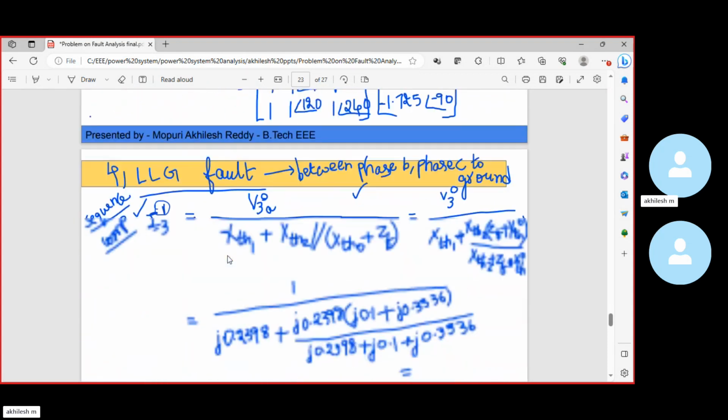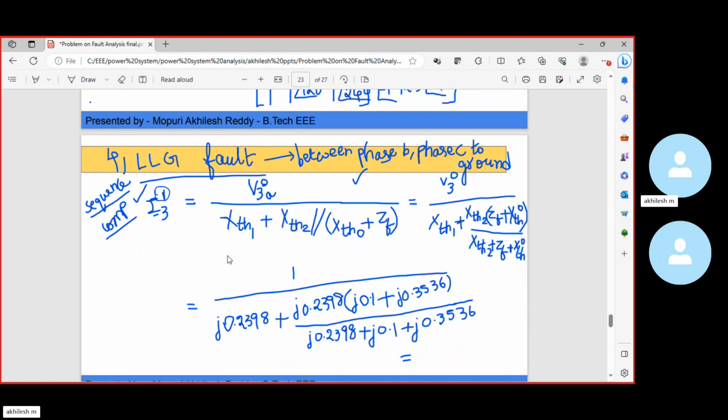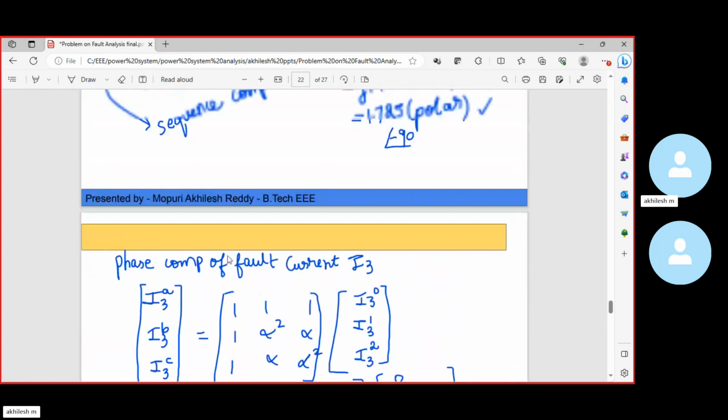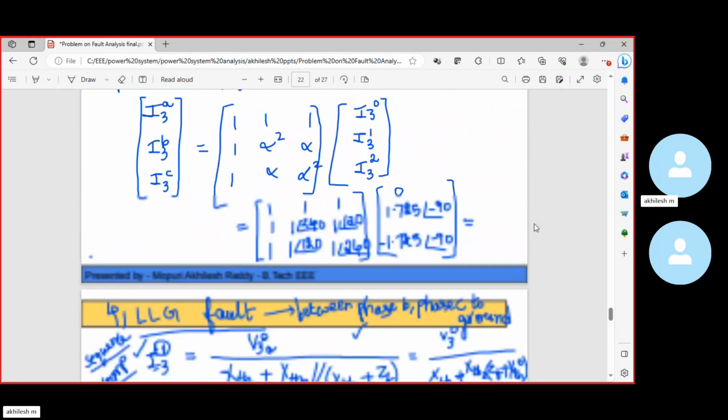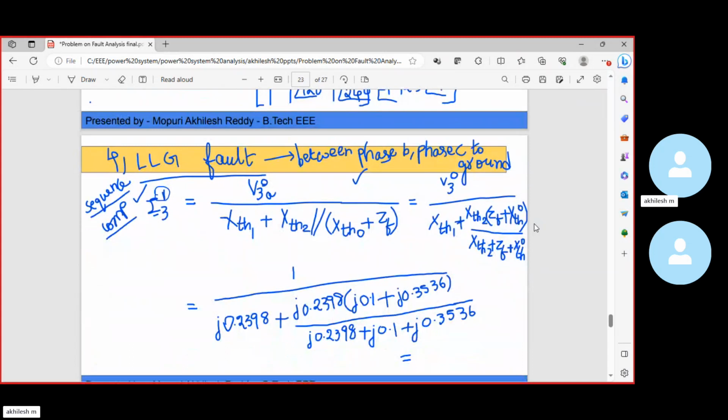Then the last fault is the LLG fault, the double line to ground fault. Here, for the line to line fault, I am assuming it is happening between phase B and phase C, or line B and line C. Then coming to the double line to ground fault: as usual, first we need to find the sequence components, and first we need to find the positive sequence component. That is very important. I31 we need to find, which is the pre-fault voltage divided by Thevenin's equivalent for positive sequence plus Thevenin's equivalent for negative sequence in parallel with Thevenin's equivalent of zero sequence plus ZF.